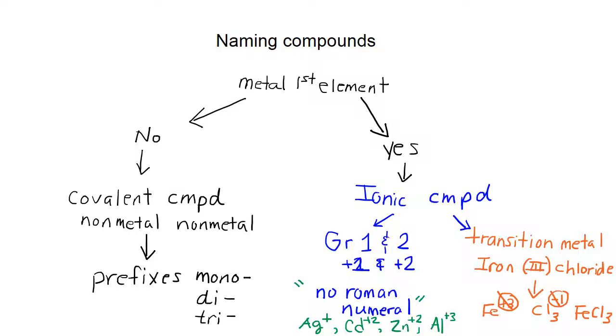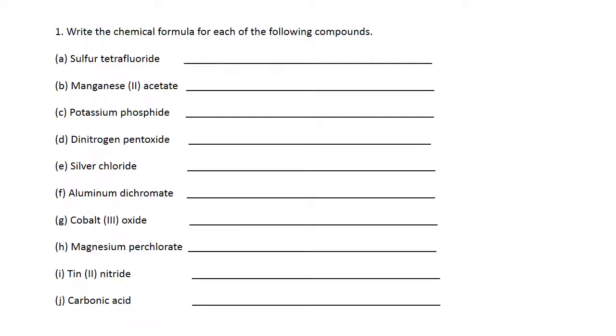There's a detailed video on this flow chart, but now what I want to do is just go over questions. Okay, let's just do some problems. So here they are. Write the chemical formula for each of the following compounds. First one is sulfur tetrafluoride. Looks like it's going to be covalent. I see tetra. That tells me right away they are using prefixes. So that should be pretty easy.